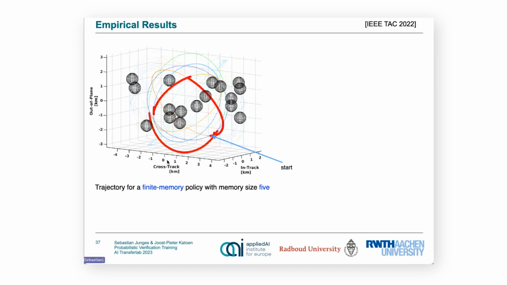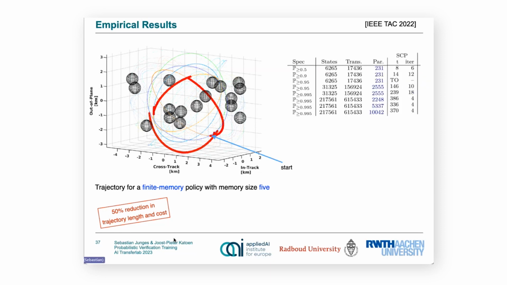And here, what we showed is that there is this trajectory with a finite memory policy. So you have 5 internal memory states, and you can find that one. And so this yields a significant reduction in trajectory length and cost over the solutions that other approaches found. And what we're actually doing in order to solve this is we're solving a Markov chain with 200,000 states and up to 10,000 parameters. And we're using this SCP technique to get to such a solution in a couple of minutes.